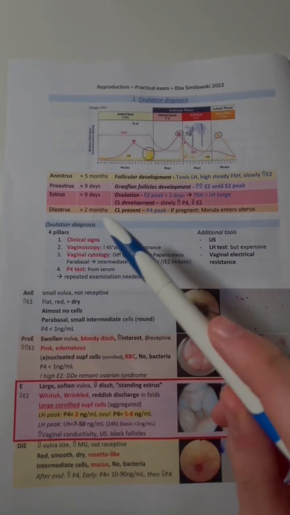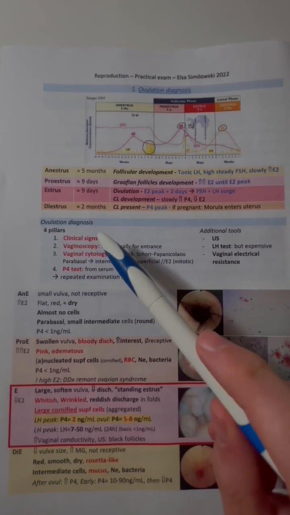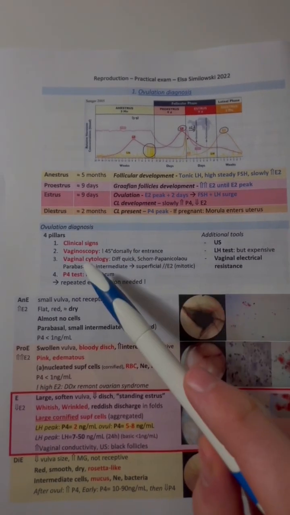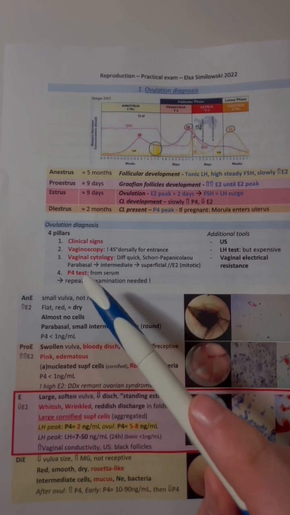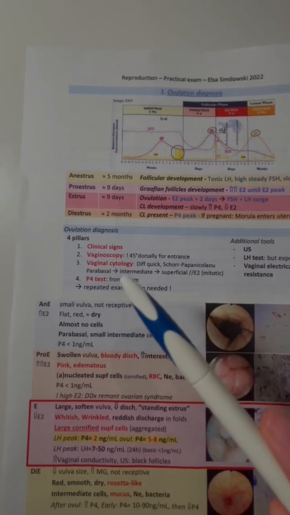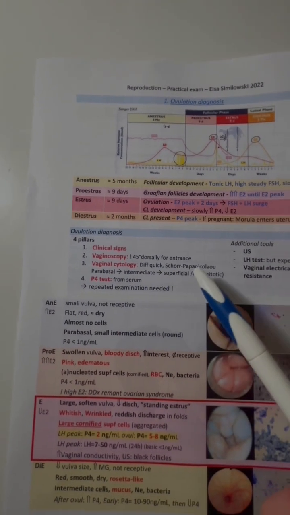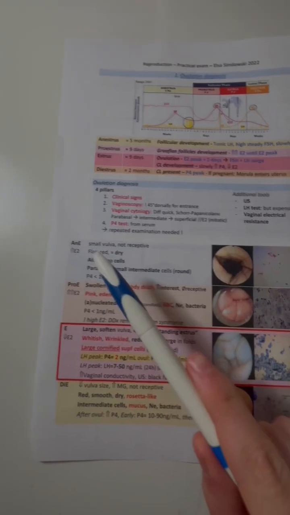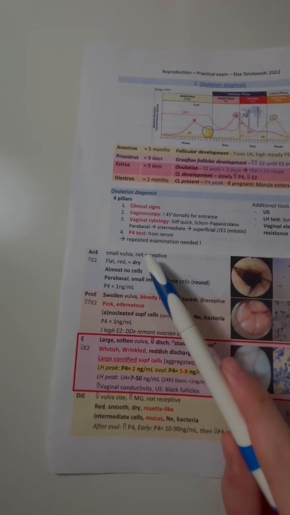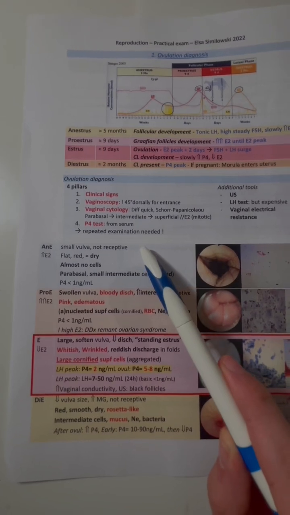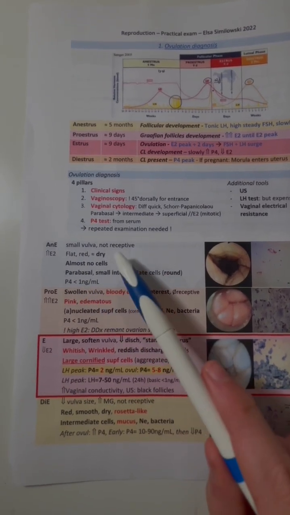For the ovulation diagnosis, we have 4 pillars: clinical signs, vaginoscopy, vaginal cytology, and the P4 test. For the vaginoscopy, it has to be 45 degrees dorsally for the entrance. In anestrus, there's a small vulva and it's not receptive. The vulva is flat, red, and it seems dry.